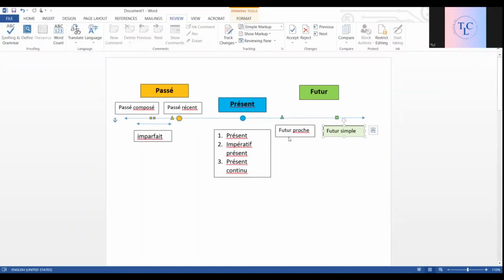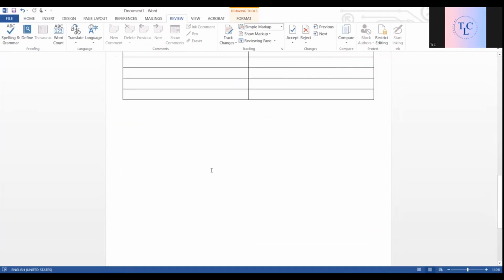Futur proche, you can see it is near future, immediate future, and futur simple, as you can see, is distant future. But we will learn the differences between these two tenses. Before that, we need to learn how to conjugate a verb in future simple tense. So, la conjugaison.